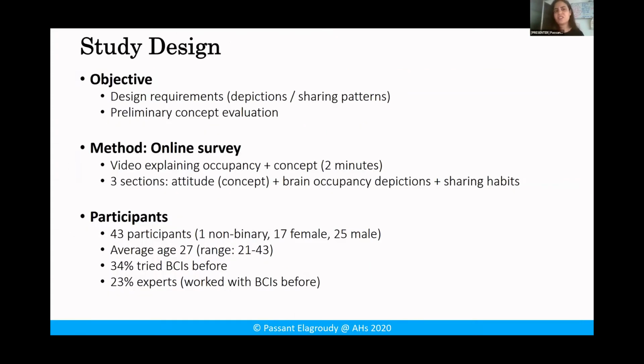In our study, we used an online survey where we did a video of this concept after we built it, and explained what brain occupancy is and what we mean by it. Our objective was to figure out the design requirements. Mainly, we wanted to figure out how we could depict such brain occupancy and what the sharing patterns are. We had 43 participants: 1 non-binary, 17 females and 25 males. The average age was 27 years old. 34% of our participants had tried BCIs before, and 23% were experts in the sample.